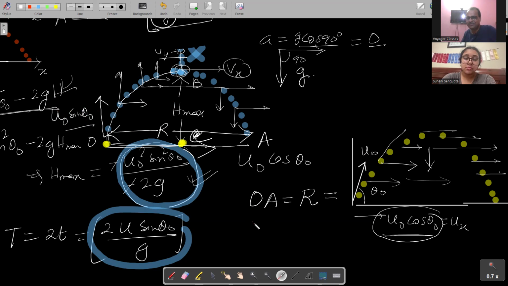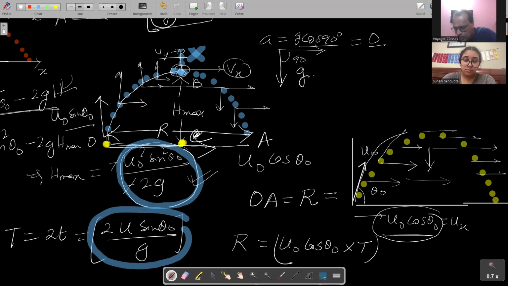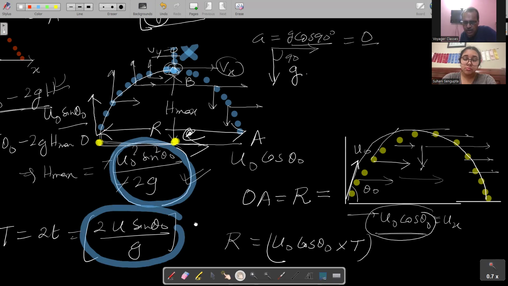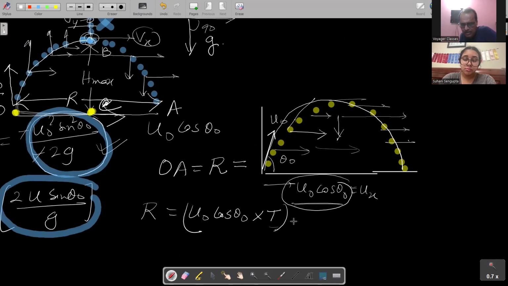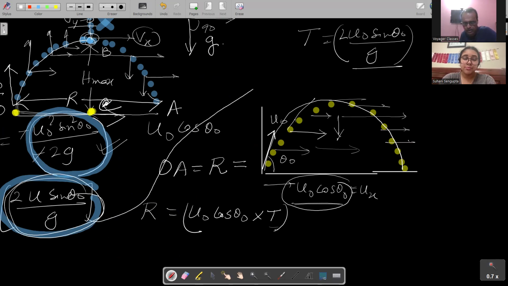That is the beauty. So that's why, sir, R will be u0 cos θ0 into capital T. Now, what is capital T? Capital T is the total time of flight. So now we can say, what is the value of T? T is basically 2 u0 sin θ0 divided by g. How do you get it? Sir, from here, we put this over here.